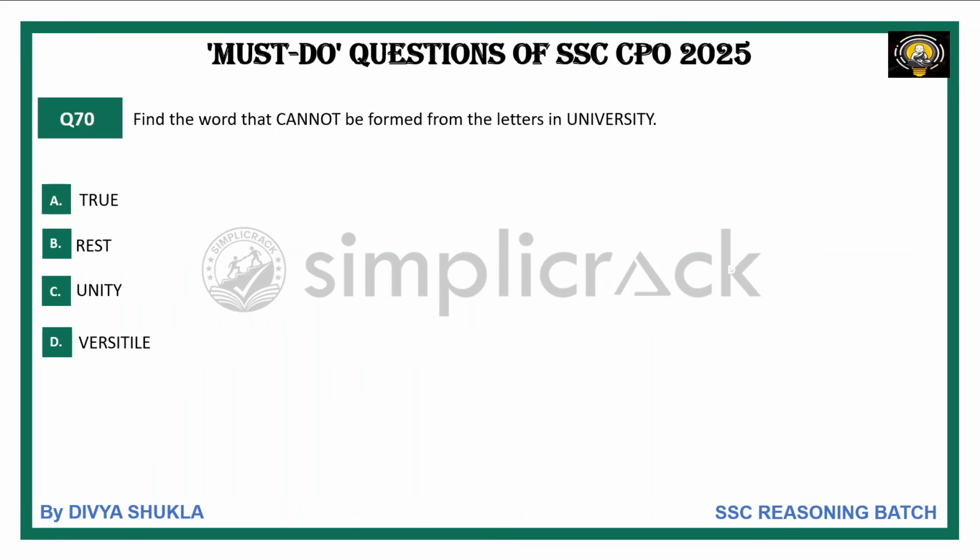Find the word that cannot be formed from the letters in university. Okay, now you have university. Can you form true from university? Yes, you can form it. Can you form rest from university? Yes. Can you form unity? Yes, you can form unity. Can you form versatile? No, versatile cannot be formed. Understand why.